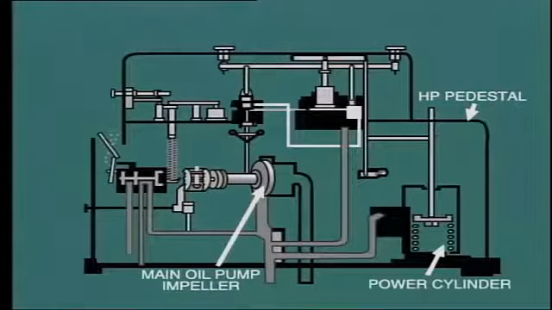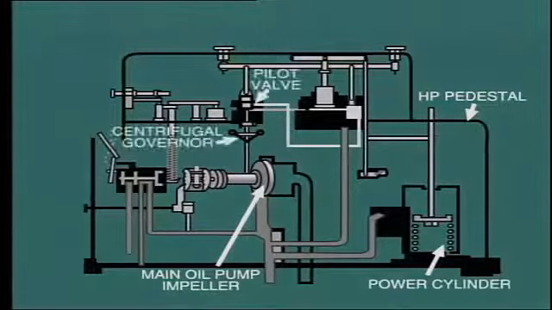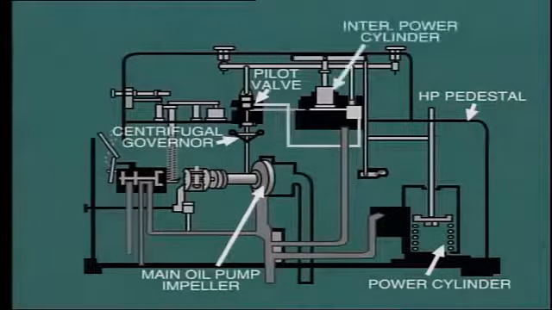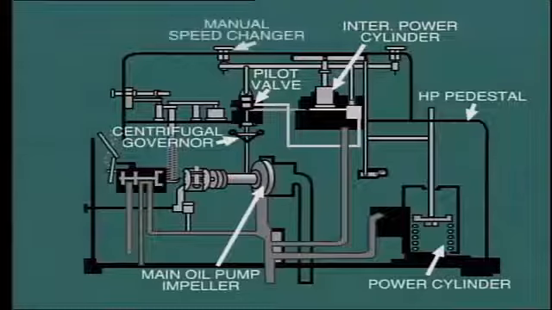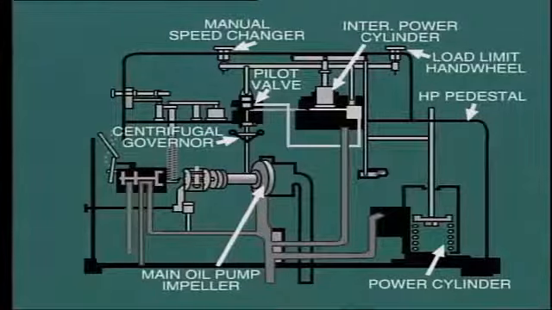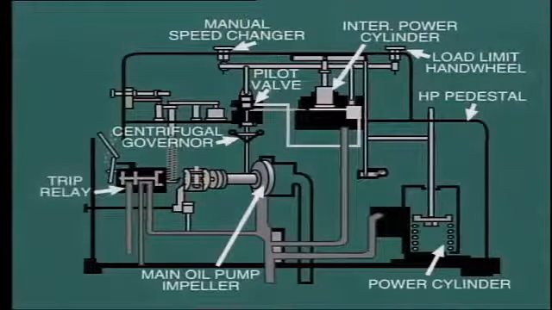operates the control valves, the centrifugal governor and its pilot valve, an intermediate power cylinder between the governor pilot valve and the main power cylinder, the hand wheel for manual operation of the speeder gear, a load limit hand wheel which can be set to restrict the turbine output, and the trip relay which operates the stop valves.